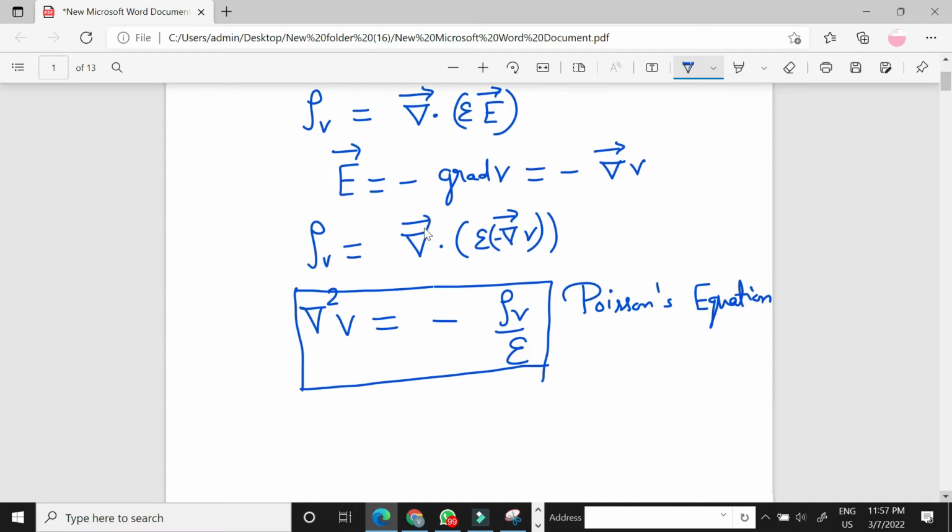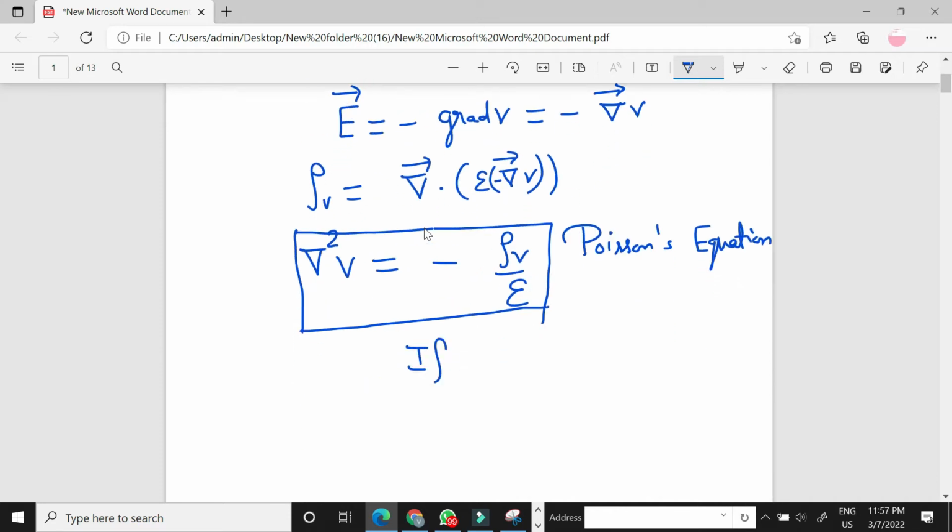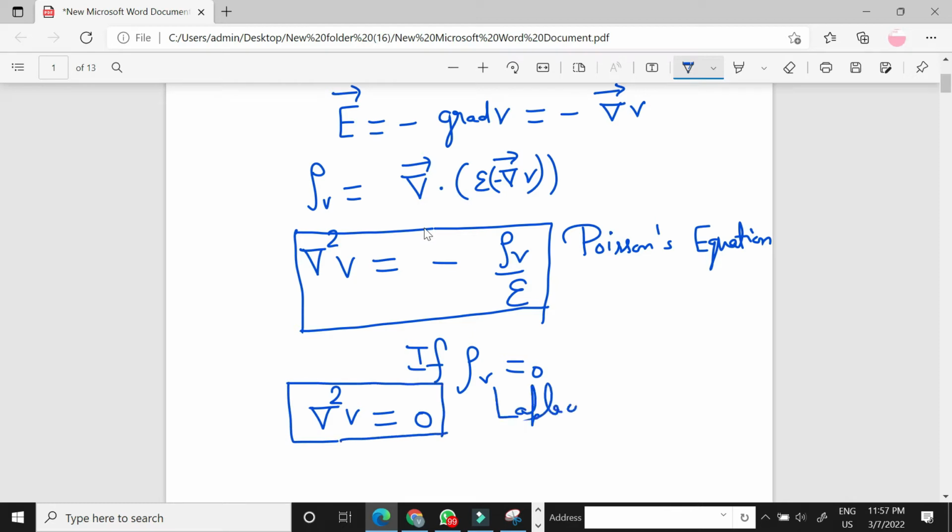If rho V is equal to 0, then del square V is equal to 0, and this equation is known as Laplace equation.